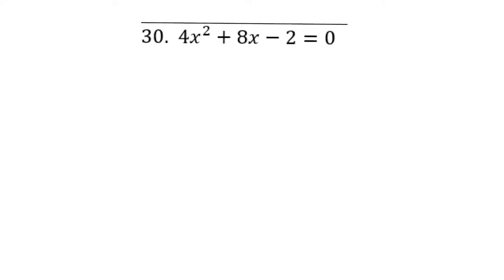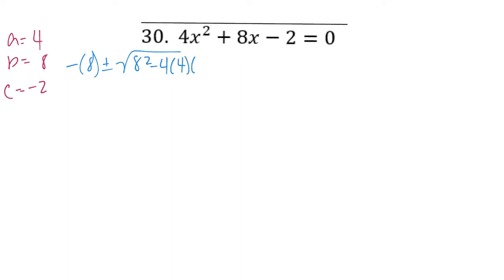You can't always complete the square, but you can always use the quadratic formula. So if we use the quadratic formula, a is 4, b is 8, and c is negative 2. You will be given the quadratic formula on the test, so don't hesitate about that. So negative 8 plus or minus the square root of 8 squared minus 4 times a, which is 4, times c, which is negative 2, all over 2a.